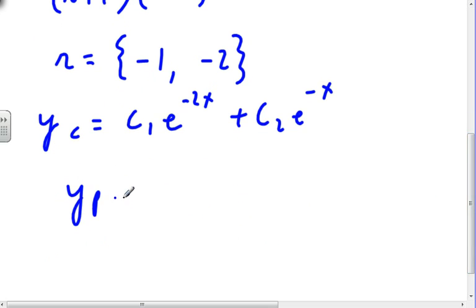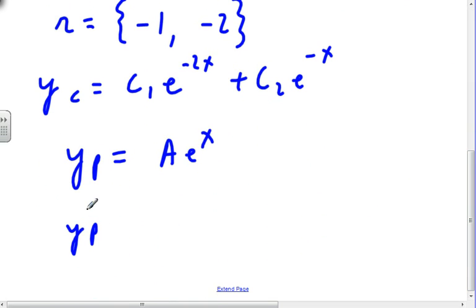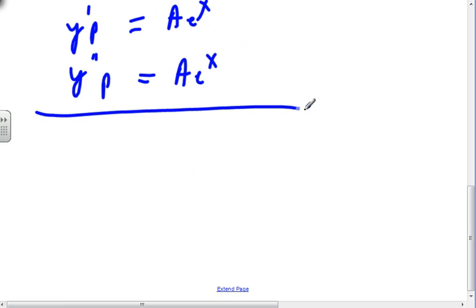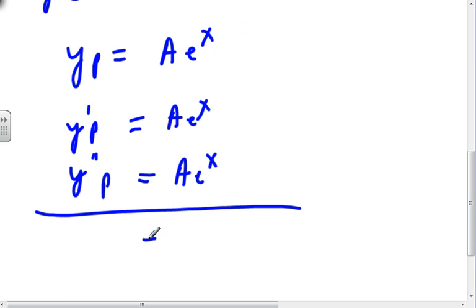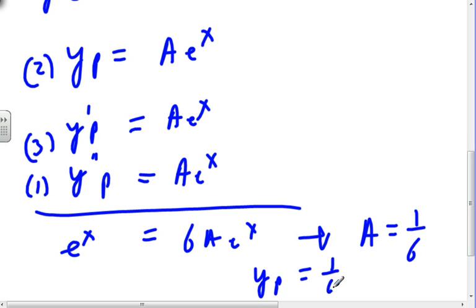Y sub p is going to be a e to the x. And y sub p prime is going to be a e to the x. And y double prime of p is going to be a e to the x. Right. When I add up the appropriate number of those things, I want e to the x. So I've got 1 of them, 3 of them, 2 of them. So I got 6a e to the x, implying that a is 1 over 6. So y sub p is 1 over 6 e to the x.